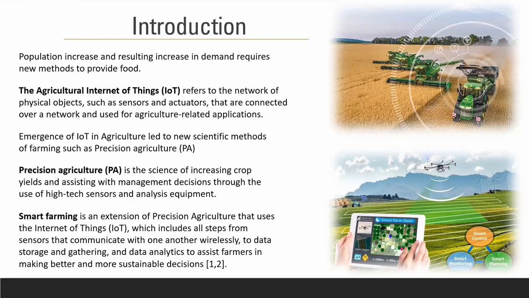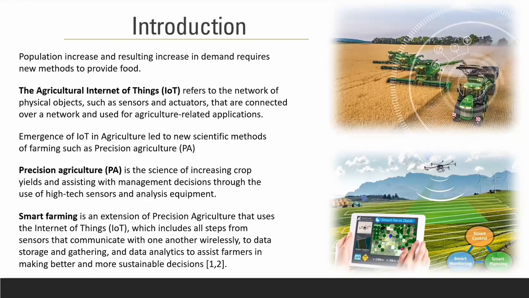What does this mean? This refers to the network of physical objects such as sensors and actuators that are connected over a network and used for agricultural related purposes. The emergence of these has led to new fields such as precision agriculture and smart farming.